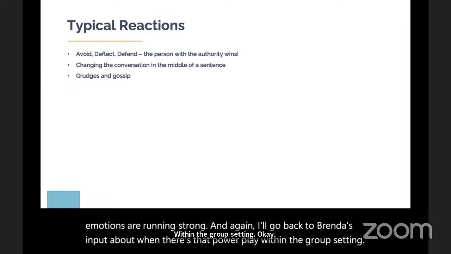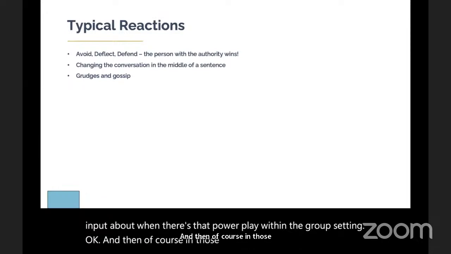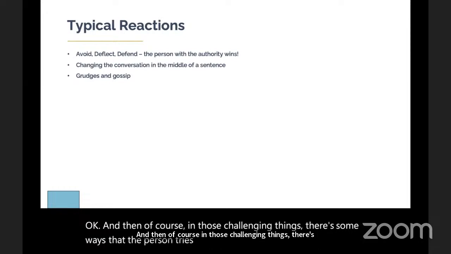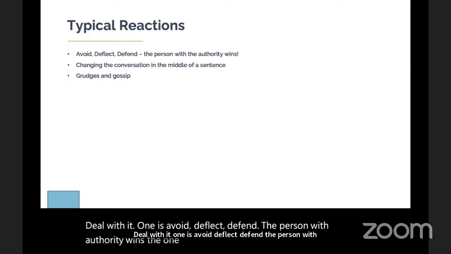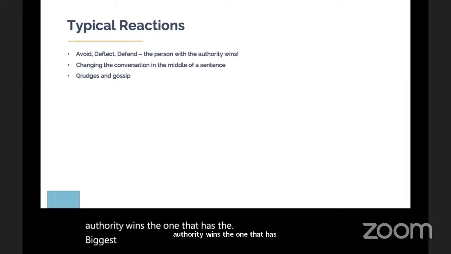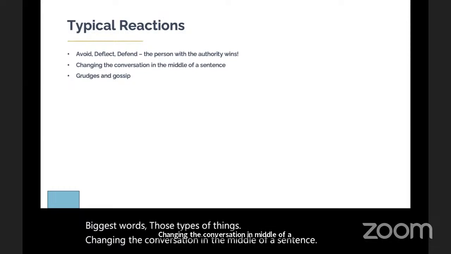And then, of course, in those challenging situations, there are some ways that a person tries to deal with it. One is avoid, deflect, defend. The person with authority wins, the one that has the biggest words, those types of things. Changing the conversation in the middle of a sentence, and grudges and gossip.